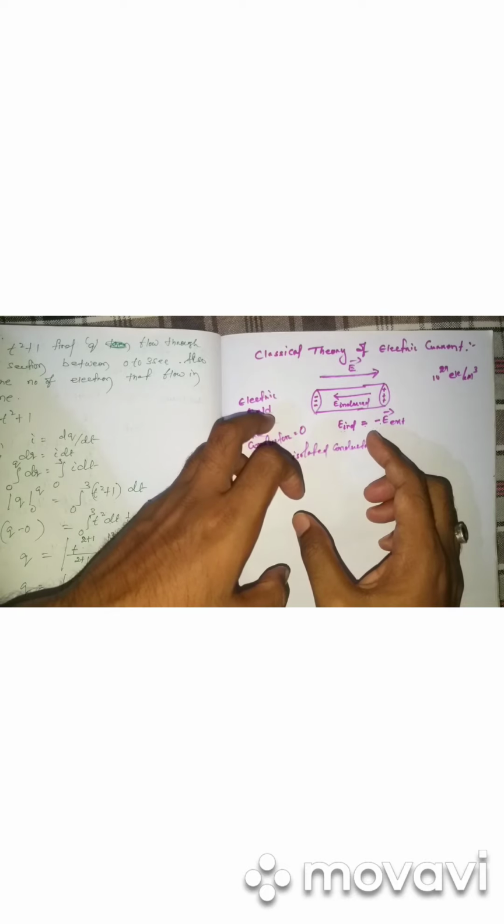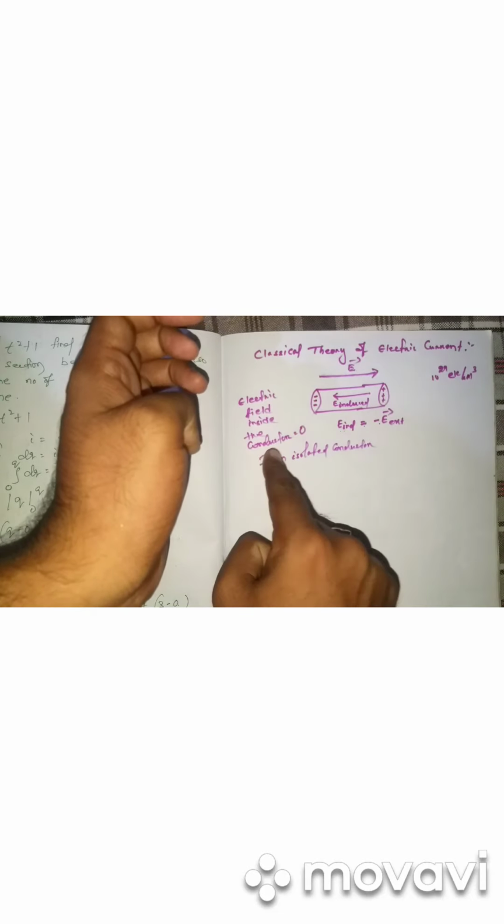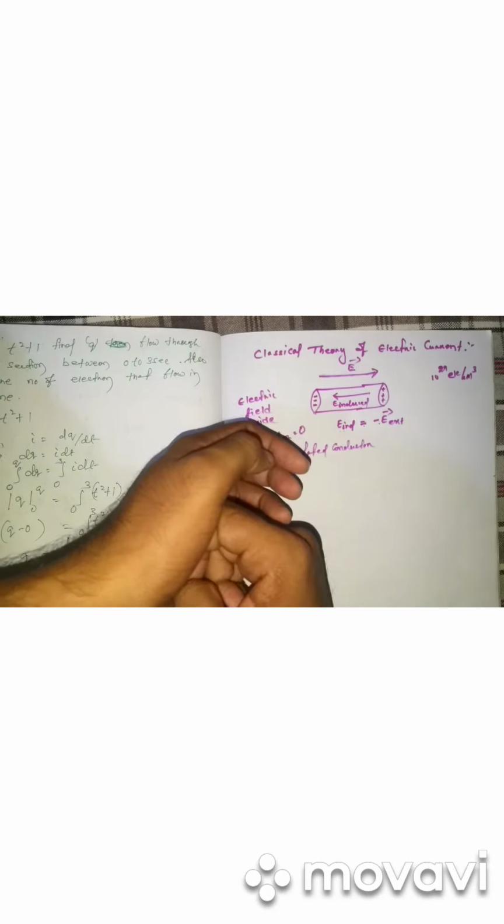But some free electrons are there inside the conductor. Okay, are you getting my point? In an isolated conductor, the electric field intensity is zero. Clear?